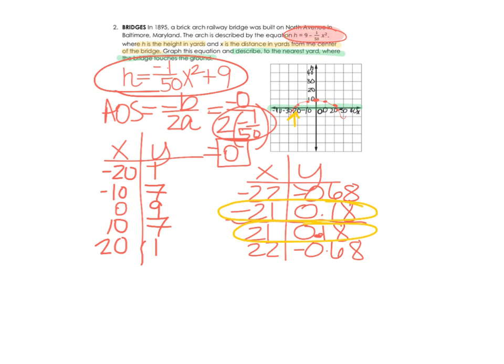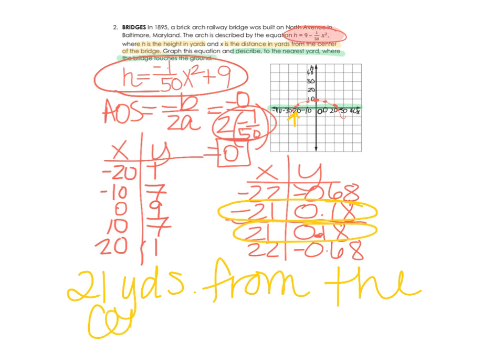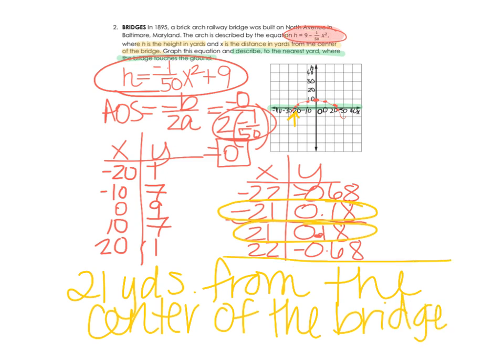So for the distance from the center of the bridge, we know the center of the bridge is at (0, 9). And we want to describe where the bridge touches the ground. So it touches the ground 21 yards from the center of the bridge because it's at negative 21 and positive 21. So how we would describe this is we would say 21 yards from the center of the bridge. And that's where the bridge touches the ground on both sides.